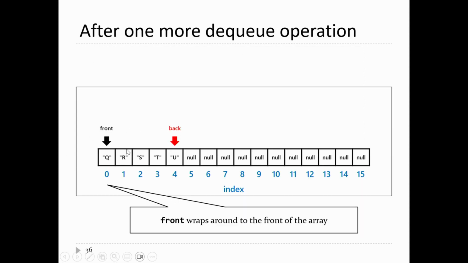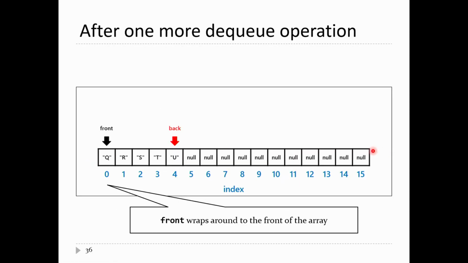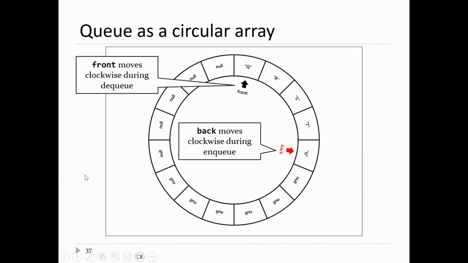So this picture here is equivalent to this picture here. All I've done is I've taken this array and wrapped it around to be a circle. So there's front, there's back. Every time you enqueue, back moves clockwise. Every time you dequeue, front moves clockwise. So front and back are always moving clockwise on this thing, and that's called a circular array. If you implement a queue this way, this becomes a circular queue, which is useful for some applications. The size is fixed, but in certain applications, that's okay.